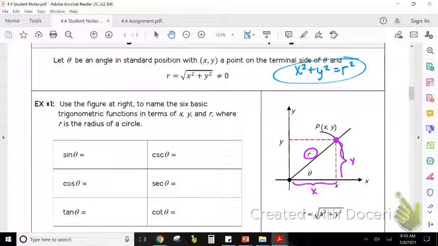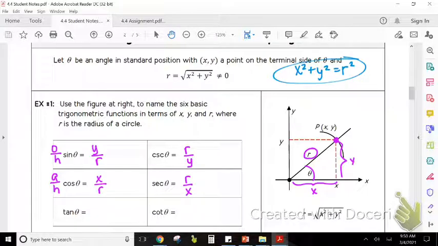Remember, the sine was opposite over hypotenuse. Well, in this case, when I look at that triangle, my opposite is y and my hypotenuse is r. So I can say the sine is y over r. That means its reciprocal, cosecant, is going to be r over y. Cosine was adjacent over hypotenuse. My angle theta is right here, so the adjacent is x over the hypotenuse, which is r. The reciprocal of cosine is secant, so secant is going to be r over x.